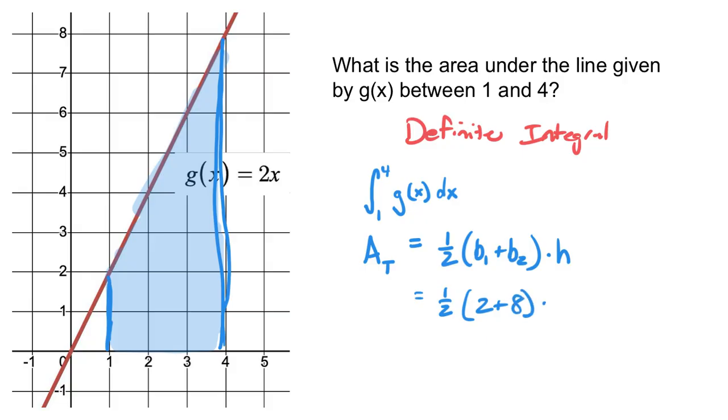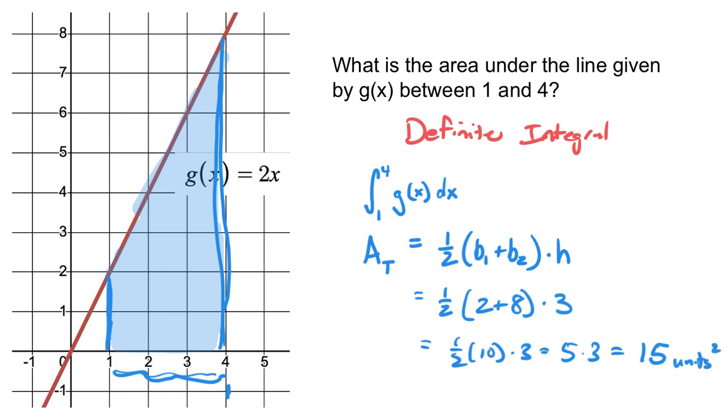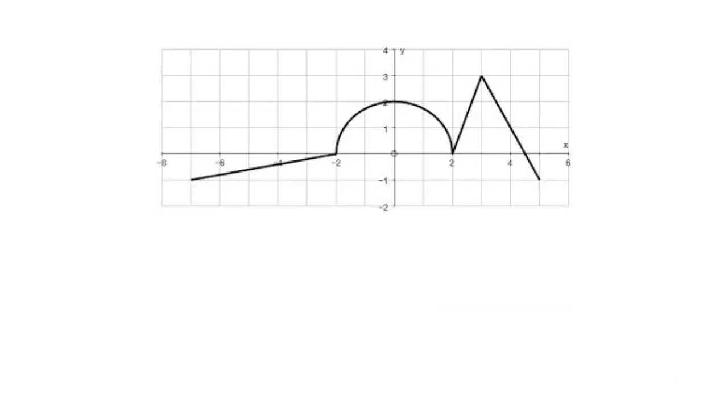Times the height, which is this here on the side, which is, careful, not 4, 3 units. See, 1, 2, 3 units. Don't be confused. Just because it goes to 4 does not mean my height is equal to 4. We'll do the math here, and we'll end up with 5 times 3, or an area of 15 units squared.